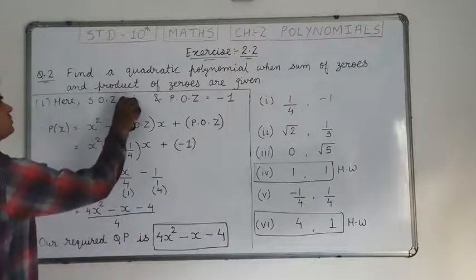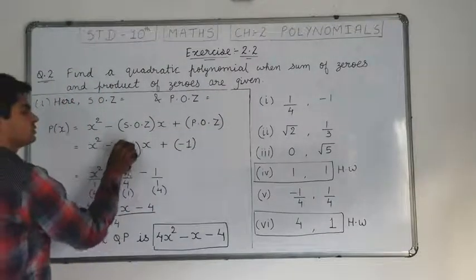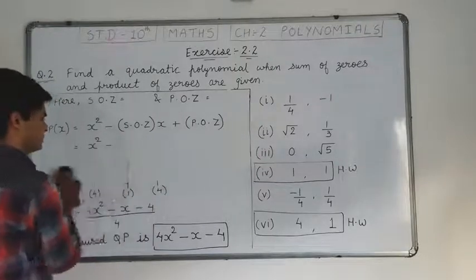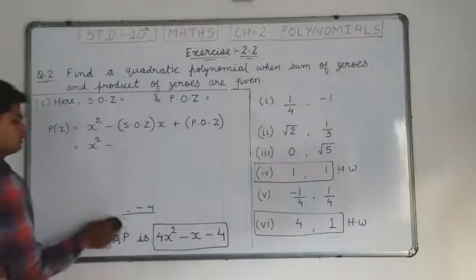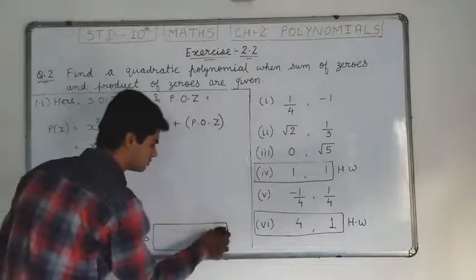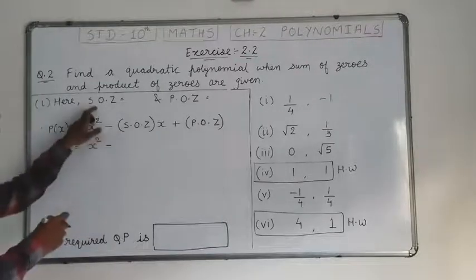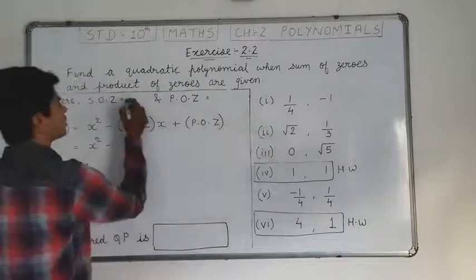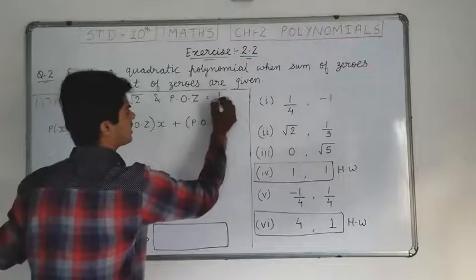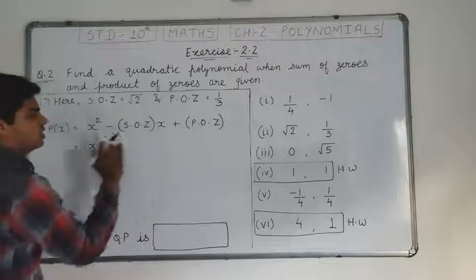In that we will just remove the values only. Here also we will remove just the answer. So now let us start with the second sum. Sum of zeros, first value is sum of zeros. So that is root 2. Product of zeros is 1 by 3. Understood? Now put down these values into our equation.